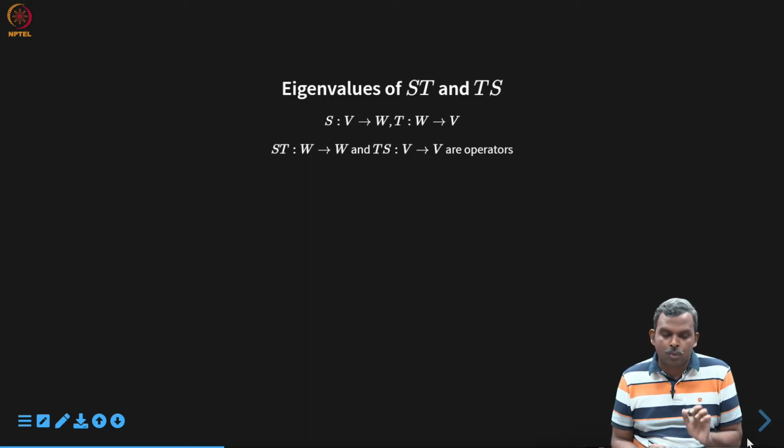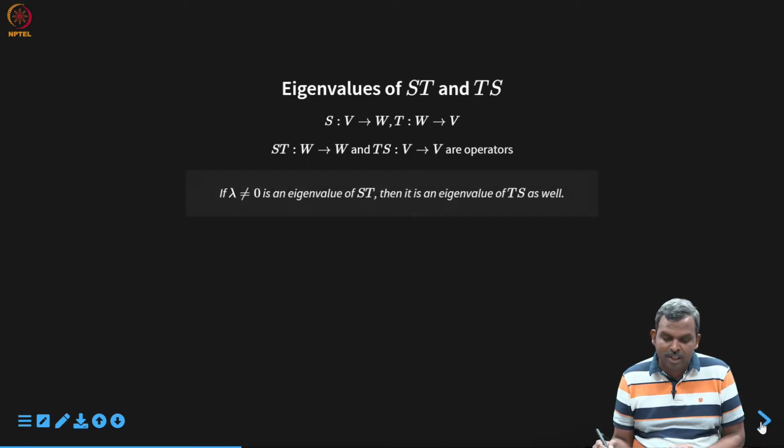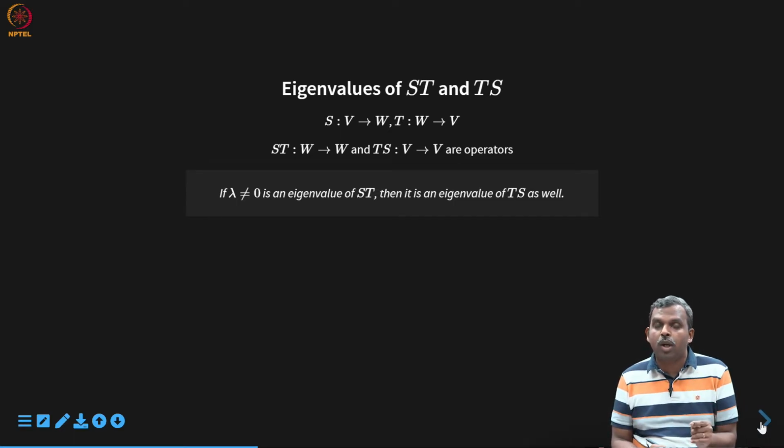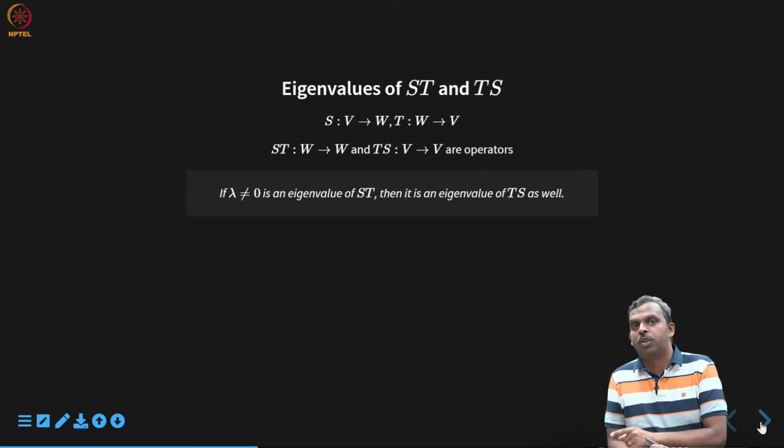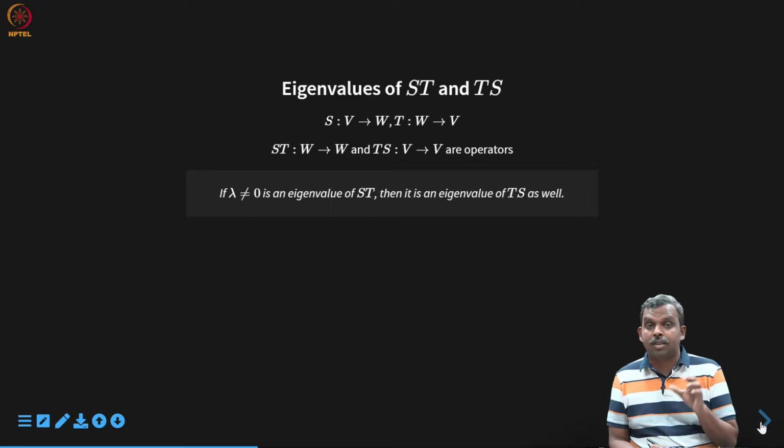So clearly both ST and TS are well defined, and what about eigenvalues for these things? Here is a very interesting and simple to prove result. If you have a non-zero eigenvalue for ST, it should also be an eigenvalue for TS. This is a crucial result with these kinds of products.